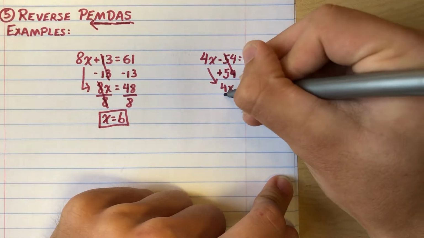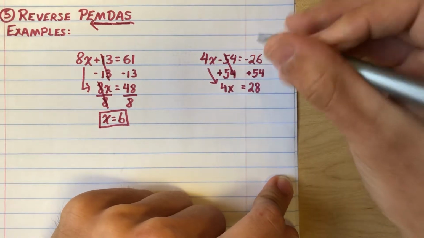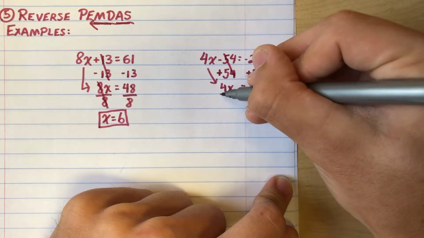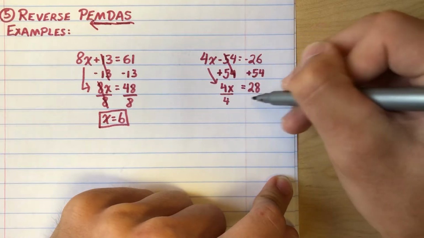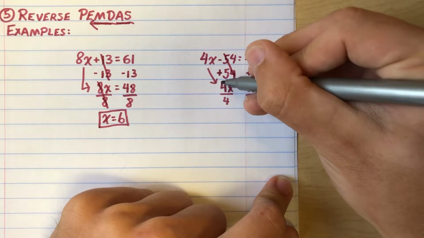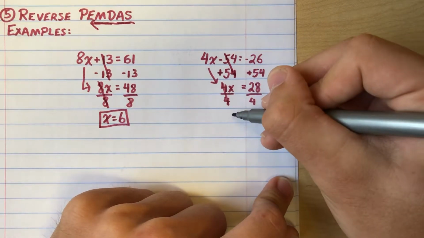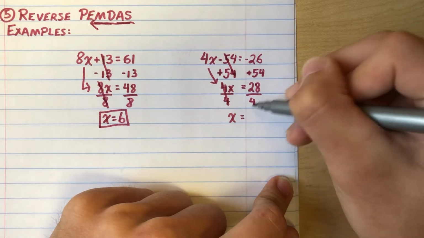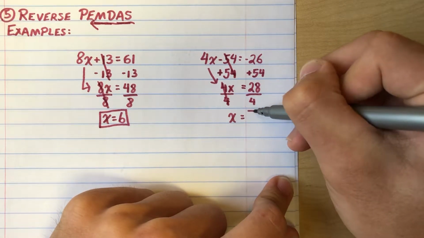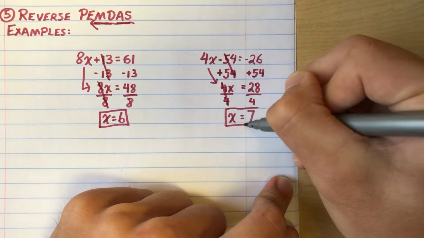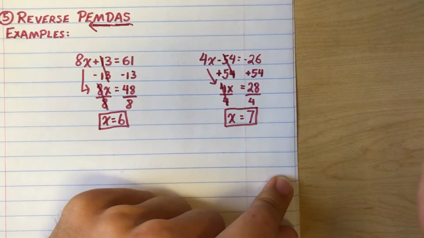Then you divide by 4, because the opposite of multiplying by 4, which is what 4x means, is dividing by 4. So we're going to divide this by 4, divide this by 4. 4 divided by 4 cancels, because that's just 1. So then you have x over here, and then 28 divided by 4 is 7. So then you get x equals 7. And that's that, all right?